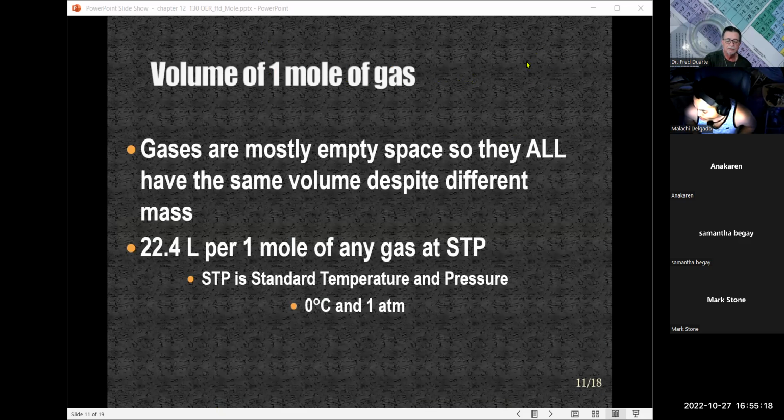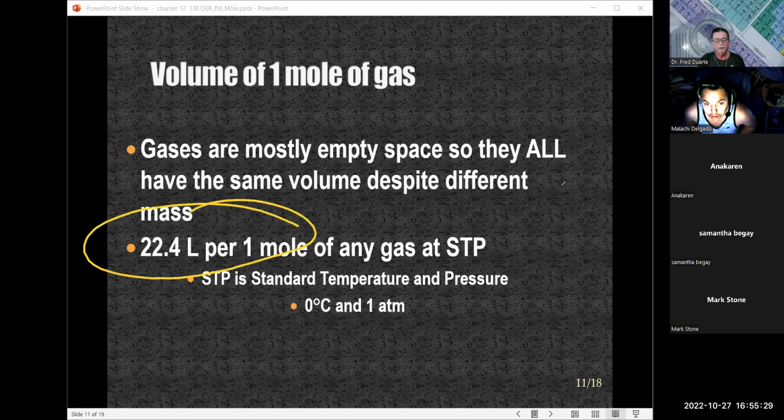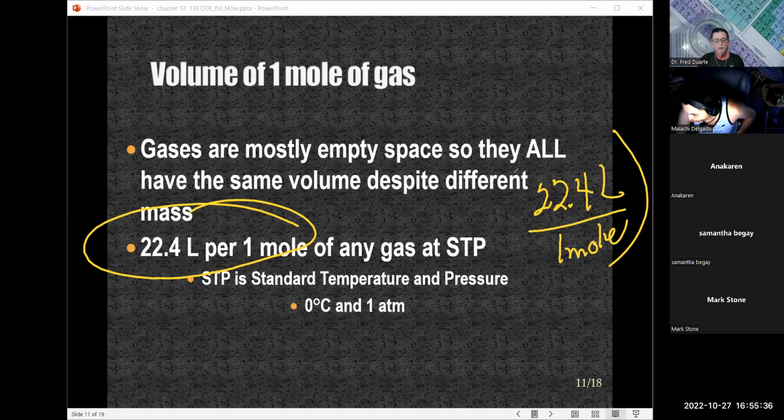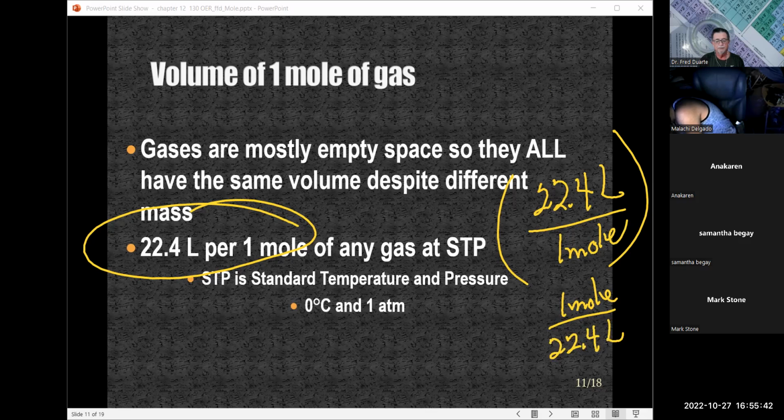So under these conditions only, 0 degrees and 1 atmosphere, here's our factor. We can write it as 22.4 liters over 1 mole, or 1 mole of gas over 22.4 liters. And as we do for any ratio, which one we use depends on the question and what units we are looking for.